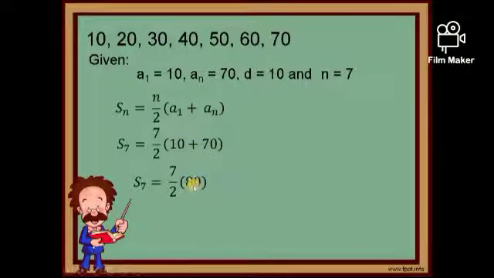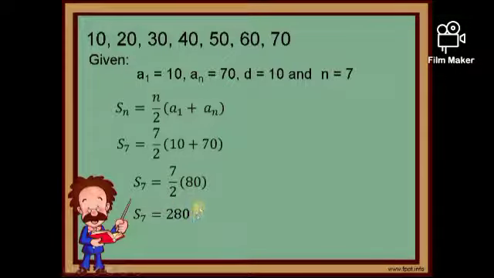Simplify again. So 80 can be divided by 2. So we have 80 divided by 2 is 40 times 70. We have S sub 7 is equal to 280. Now, 280 is familiar to us because this is our answer before.